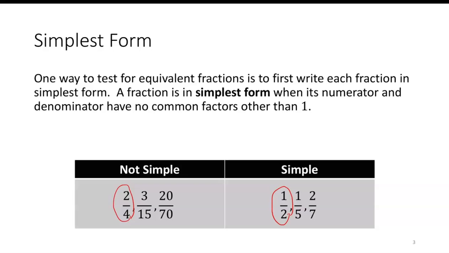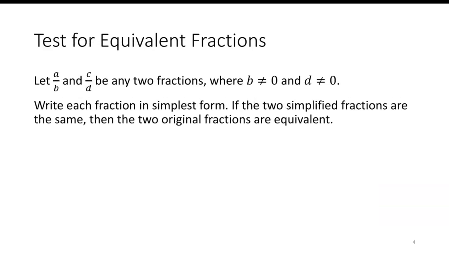Likewise, 3/15, I can divide the top and bottom by 3, and I end up with 1/5. 20/70 becomes 2/7. So the simplest forms of these are 1/2, 1/5, and 2/7. These are different fractions, so they are not equivalent. So the test for equivalent fractions.